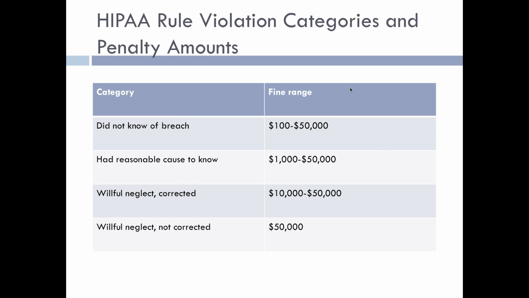There are 4 categories of rule violations: did not know of breach, had reasonable cause to know, willful neglect corrected, and willful neglect not corrected. Fines range from $100 to $50,000. Willful neglect that is not corrected carries the highest penalties, while not knowing of the breach can be for as little as $100. It's important to make sure that your organization is compliant by the 23rd of September so you don't have to worry about potentially having to pay these fines in the future.